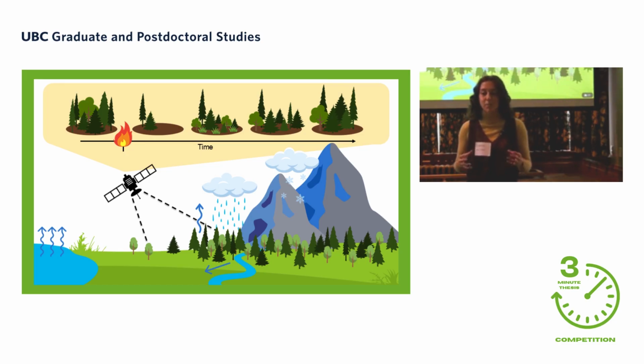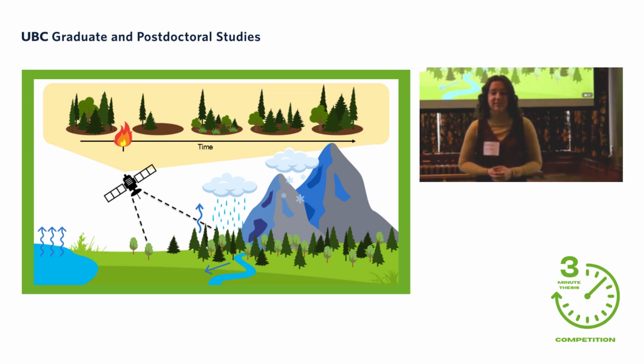LAI is the leaf area per unit of ground area. So if I was standing in a forest, the leaf area index would be the number of leaves above me in a vertical column. LiDAR provides us with fine-scale 3D structural information about the canopy, like LAI, and satellite imagery provides us with continuous monitoring of LAI through time.